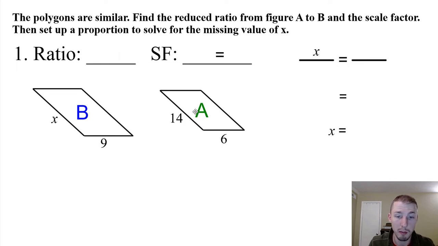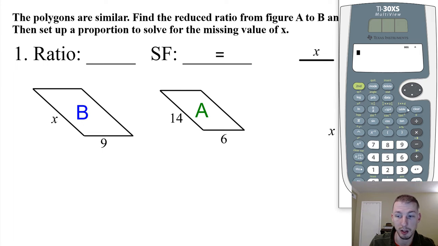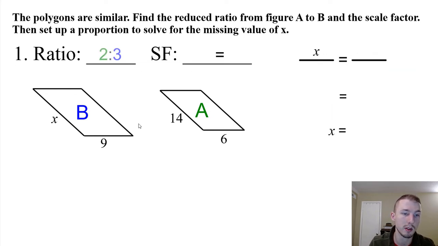So if I'm going from A to B, from over here to here, they're similar as appears, so they're not going to be flipped or rotated or anything. So 6 is going to correspond with a 9, so my ratio is going to be 6 to 9, which reduces to 2 to 3. Now if you put that in the calculator, it will reduce it for you if you do it as a fraction, if you're not confident with that. So 6 divided by 9 is going to reduce to 2 to 3. So my ratio is 2 to 3.